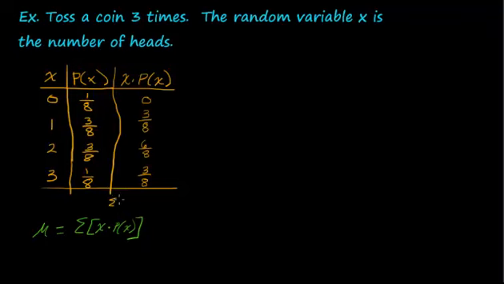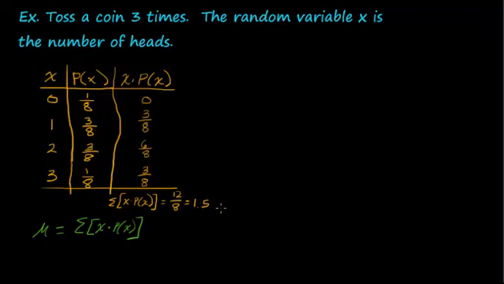So the sum, in this case, of the x times p of x, we said would be 12/8. And then we could simplify that if we wanted to a decimal, and that would be, what? 8 goes into 12 and leaves 4, so that'd be 1.5. So now, what are we saying? We're saying that if we repeated this procedure an infinite number of times, that the average number of heads we would get would be 1.5.